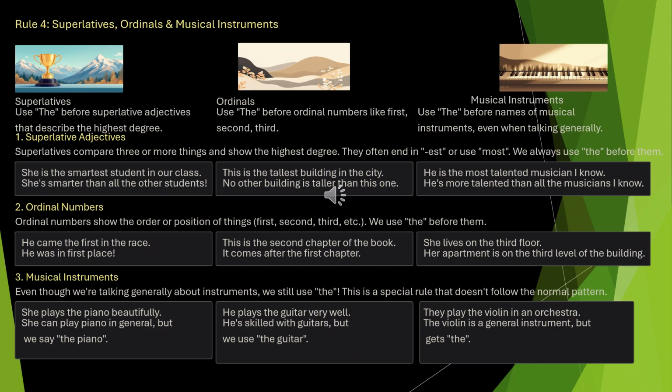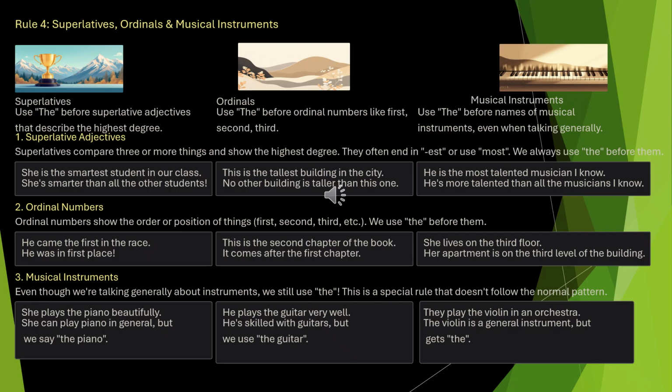Musical instruments. Even though we are talking generally about instruments, we still use the. This is a special rule that doesn't follow the normal pattern. She plays the piano beautifully. She can play piano in general, but we say the piano. He plays the guitar very well. He is skilled with guitar, but we use the guitar.